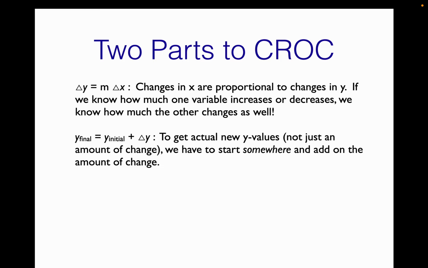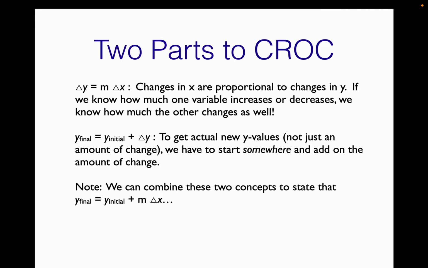So if I want to know new y values, not just delta y, delta x sorts of things, then I have to know an initial y value and how much I changed from that. But keep in mind that delta y is m delta x. Delta y is m delta x. So I could write that expression as y final equals y initial plus delta y. Looks like mystery math. It's the same as y final equals y initial plus m delta x, which maybe starts to look a little bit more familiar.